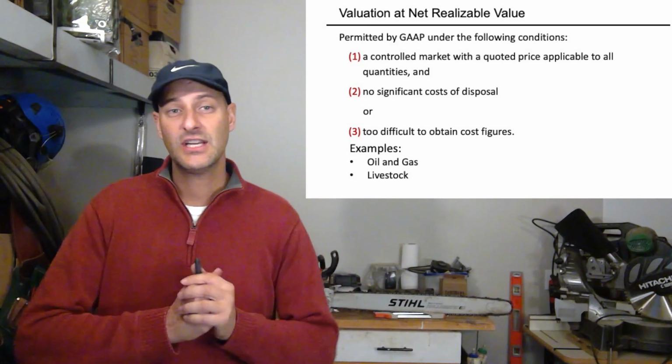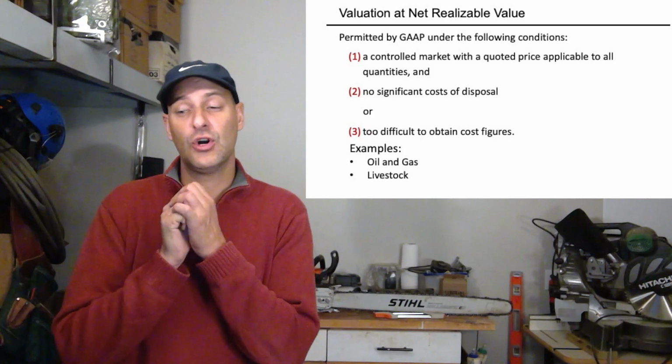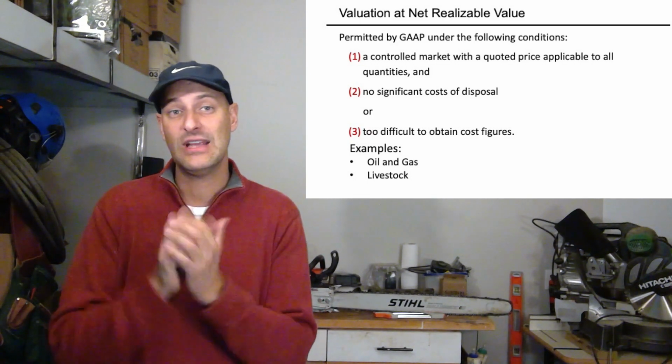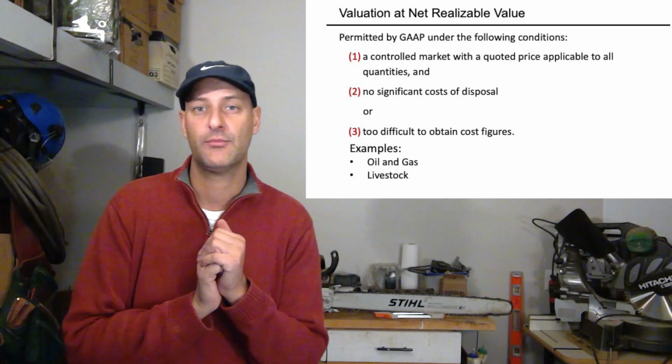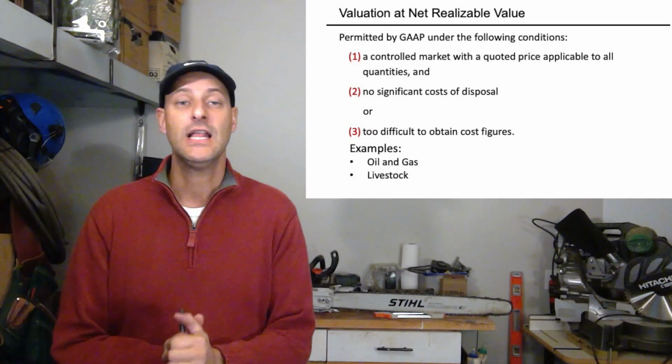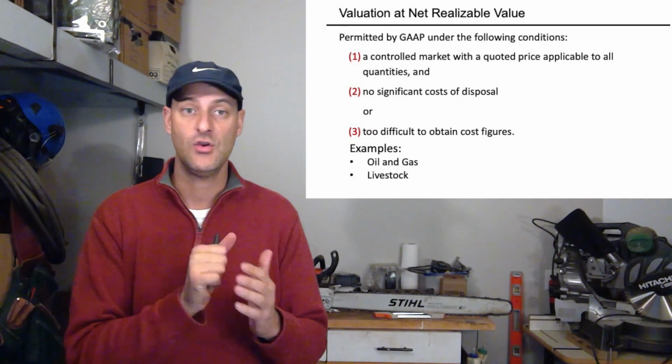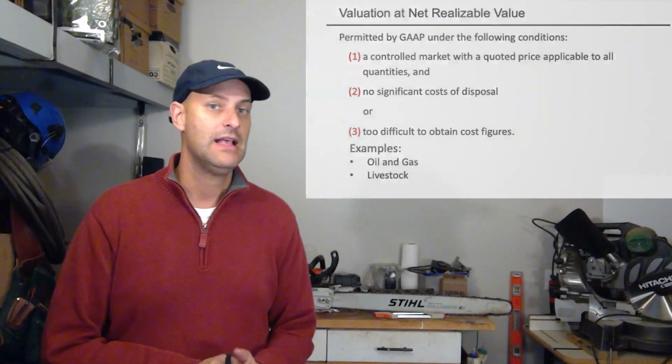So valuation for some of these items: if there is a controlled market with a quoted market price applicable to all quantities, then you can record the inventory value at market values. That's pretty critical. And it generally is constrained to essentially raw materials and things with quoted market prices.